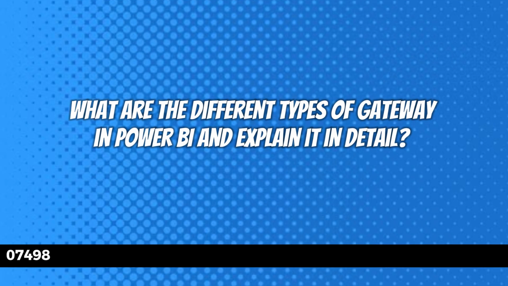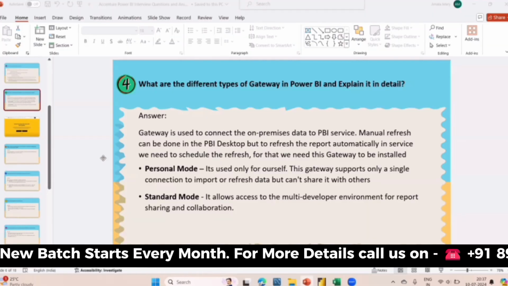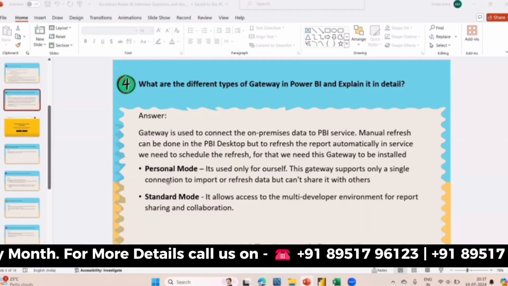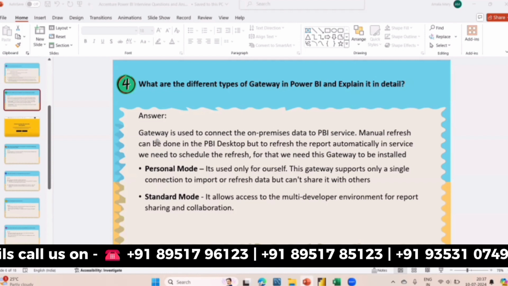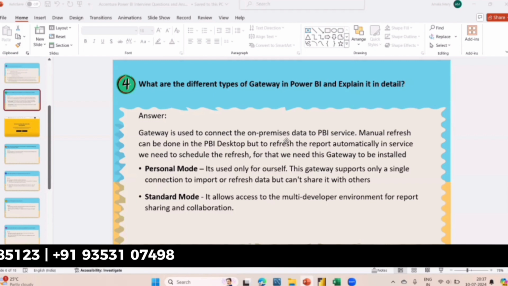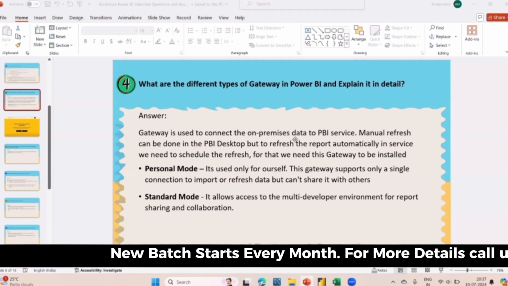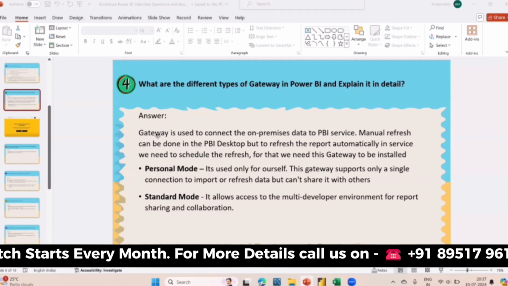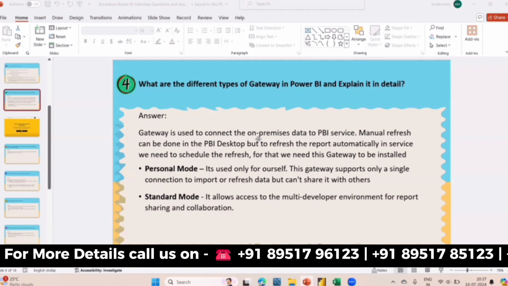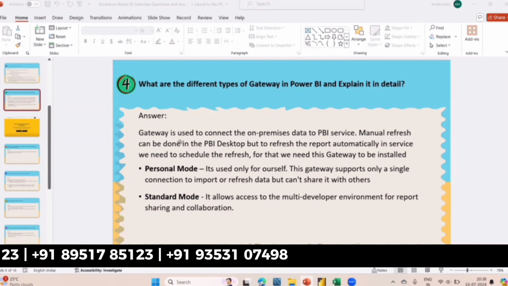The next question is what are all the different types of gateway in Power BI, and explain it in detail. First, we can explain what a gateway is, and after that list out the types of gateway. So a gateway is used to connect on-prem data to Power BI service. On-prem data means if the dataset is available in Excel, CSV, a folder, or SQL Server, in such cases we need to install this gateway. We need to push the on-prem data to the cloud, so for that purpose we are using this gateway.